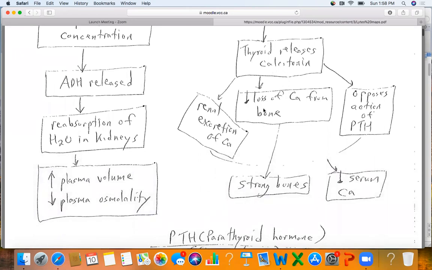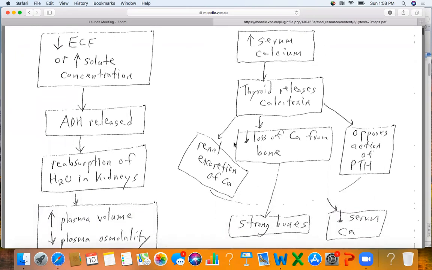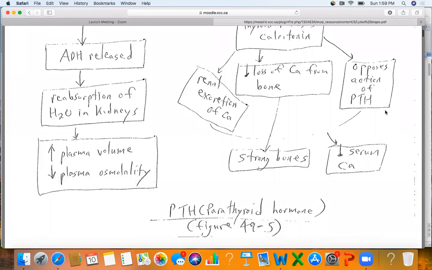This hormone stimulates the kidneys to excrete calcium. They may help the bone to lose less calcium from its form, thereby keeping it out of the bloodstream and on the bone where it should be. And finally, they oppose the action of the parathyroid hormone. And the result of that will become clearer when we talk about that hormone next. The net result is that your serum calcium decreases, which is what you wanted, and of course the great benefit of having stronger bones.